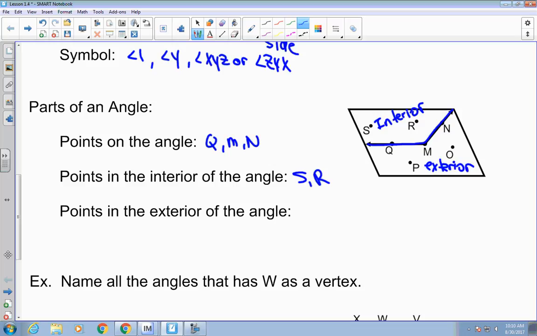Okay, so what would those points be? B and O. Okay, good. So we have the angle on the angle, in the interior of the angle, and the exterior angle. Did you have a question? No? You figured it out?